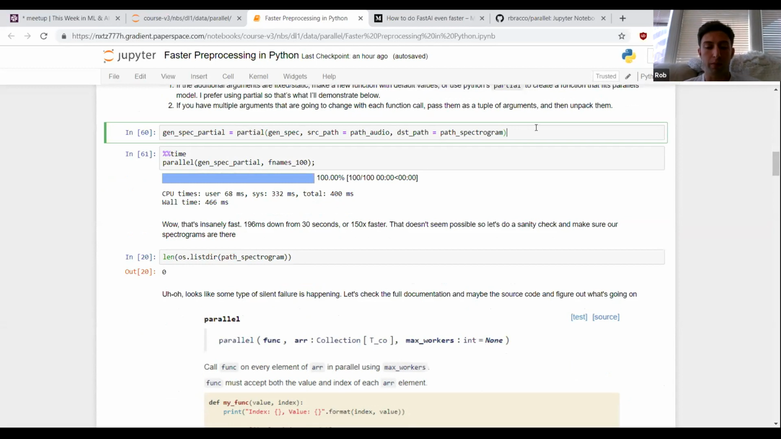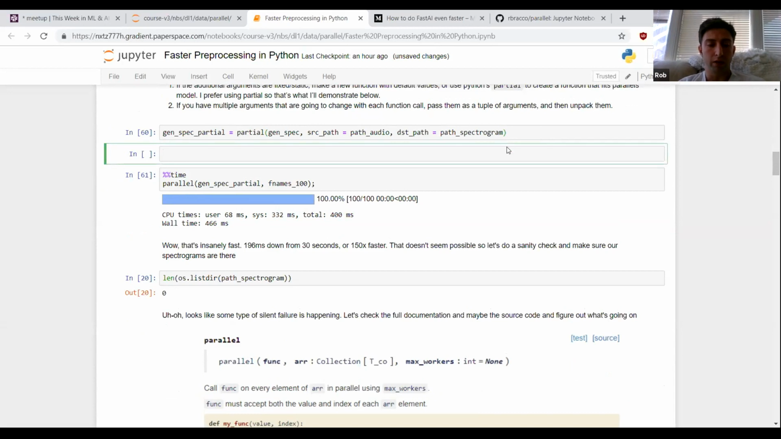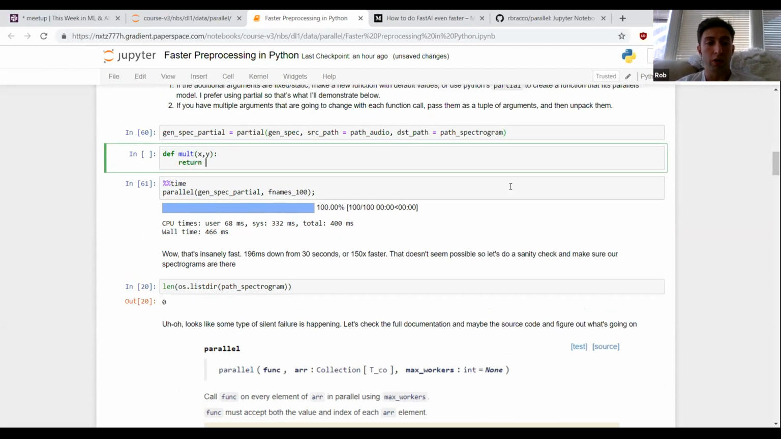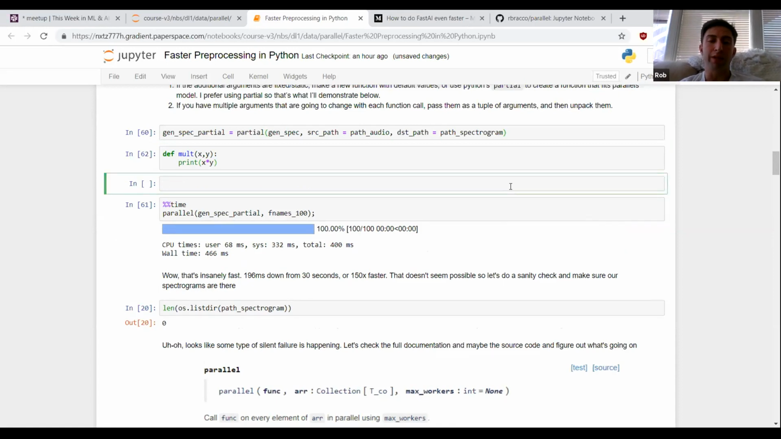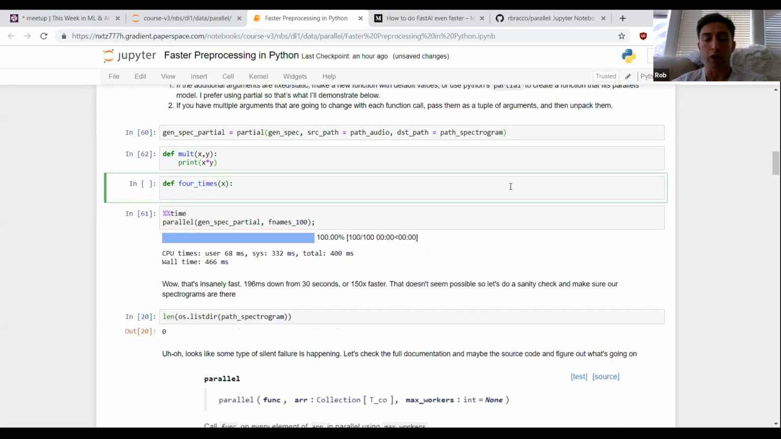So let's say we have a function that takes 2 numbers and multiplies them together. Define mul x comma y, let's just do print to make it a little easier, x times y. There you go. And then let's say that we decide we want to have a special function to multiply just by 4. And we want to do it multiplying by 4 every time. So define 4 times x. And what we can do is, instead of rewriting our function, we can just build off of mult that we already have.